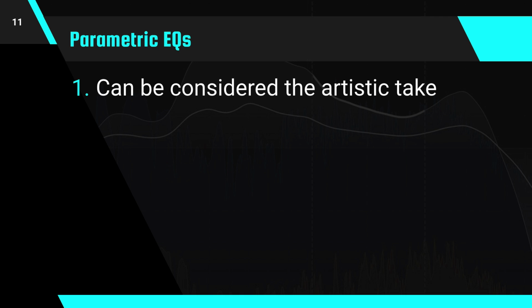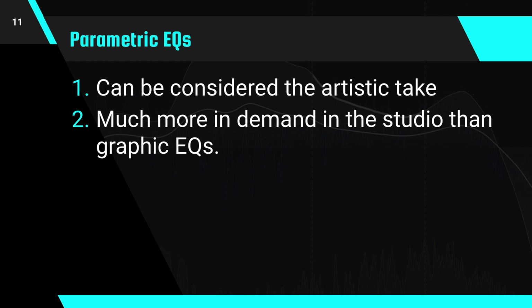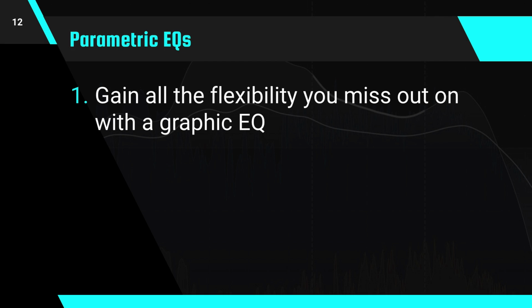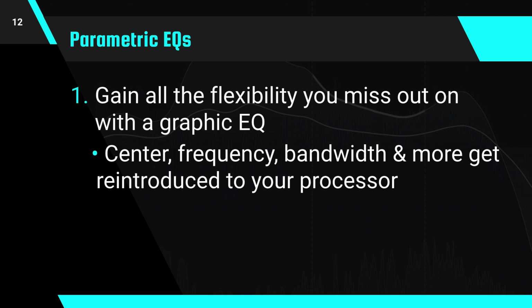We often have use for quick industrial solutions as much as the artistic ones, but as the trend for plugin developers has shown, parametric EQs are much more in demand in the studio than graphic EQs are. With the parametric EQ, you gain all of the flexibility you miss out on with the graphic EQ. Things like center frequency, bandwidth, and all that get introduced to your processor.